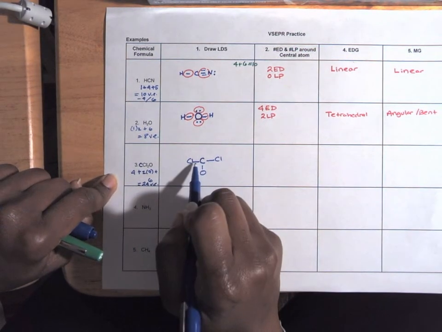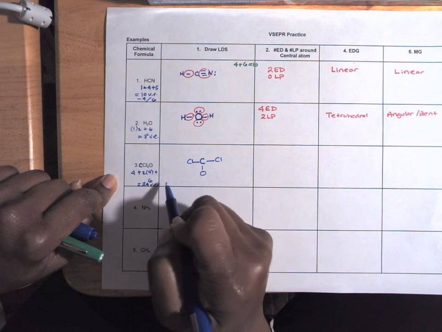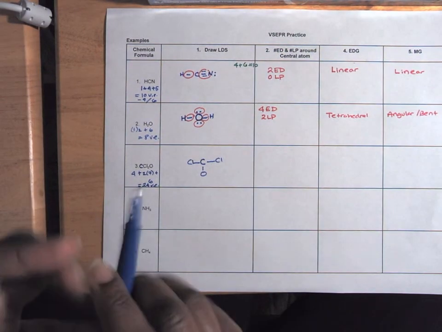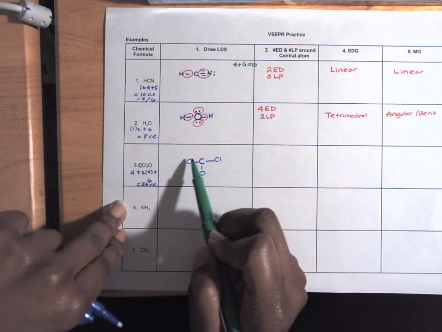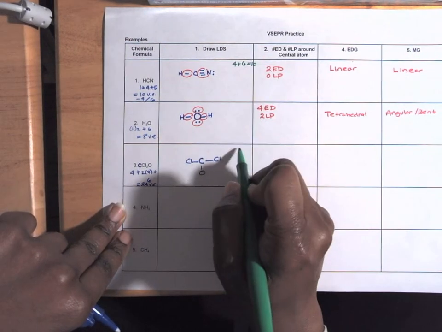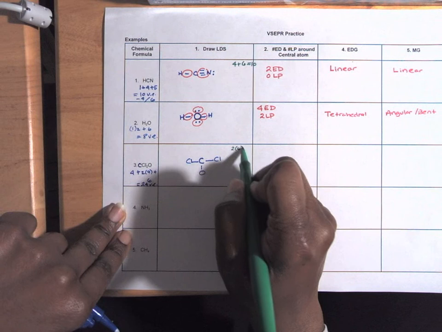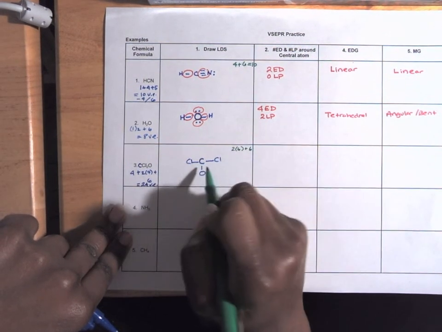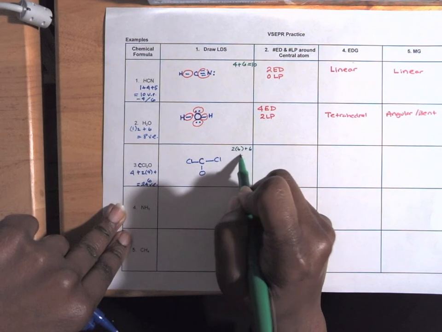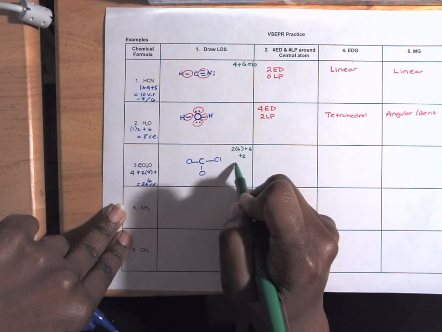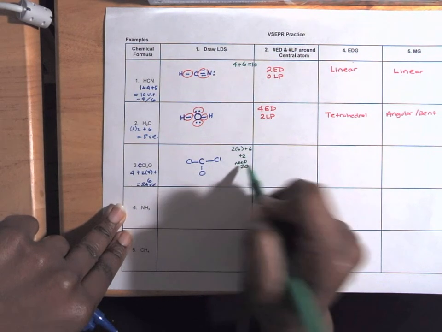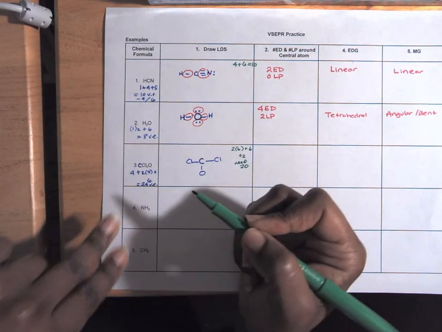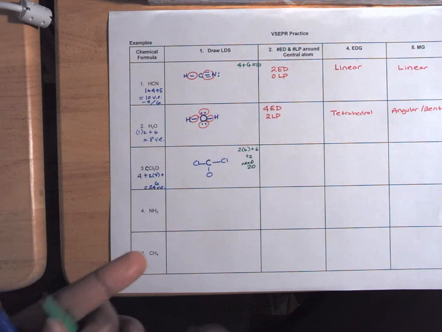Now I used up 2, 4, 6 electrons so far out of my 24, so that means I have 18 remaining. Let's see how many I need. Each chlorine needs 6, and the oxygen also needs 6, and the carbon needs 2. So that means I need 20, but I only have 18 remaining of the 24 since I used 6 of my 24.